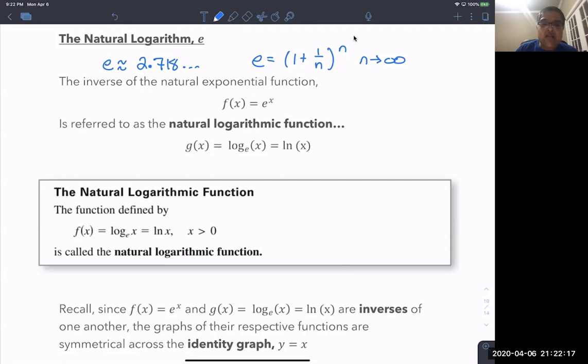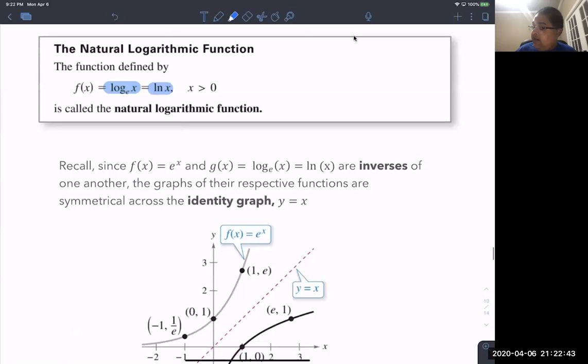e is known as the natural base, and its logarithm is known as the natural log. So, as I told you earlier, log base e can be abbreviated ln, natural log. And it has the same exact properties of every other logarithm. e to the x and log base e, or natural log, are inverses of one another.